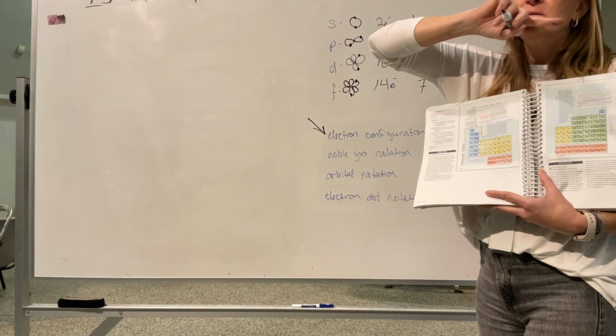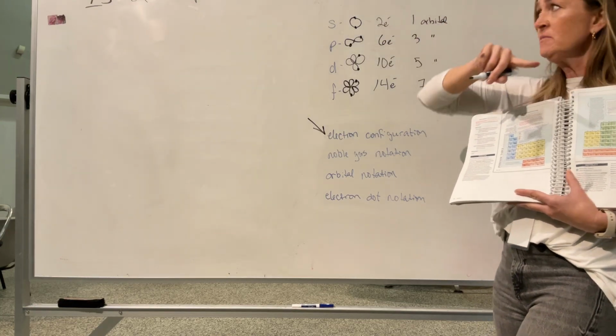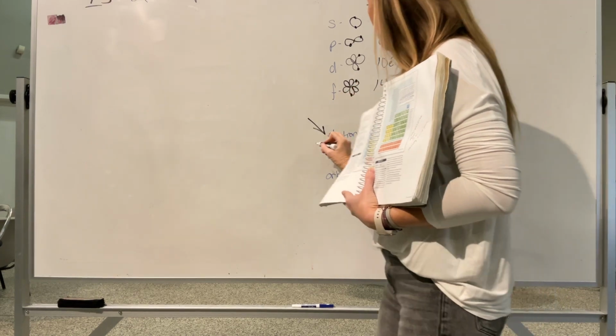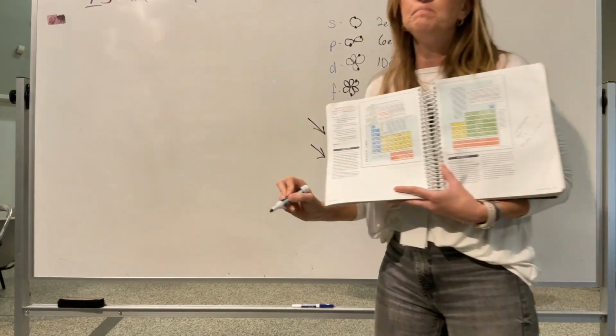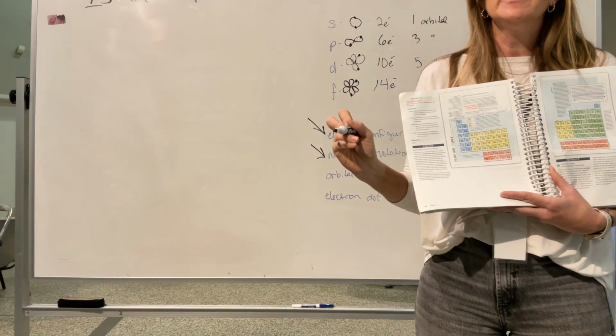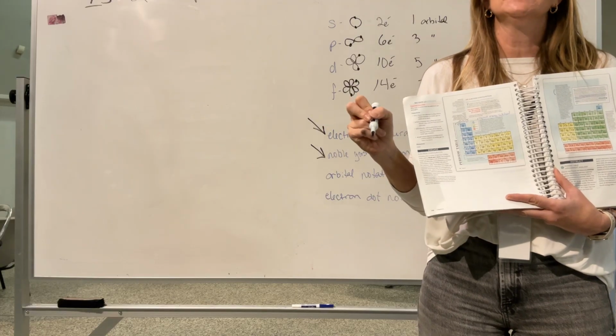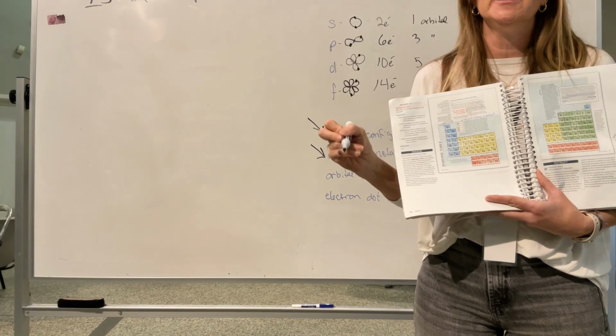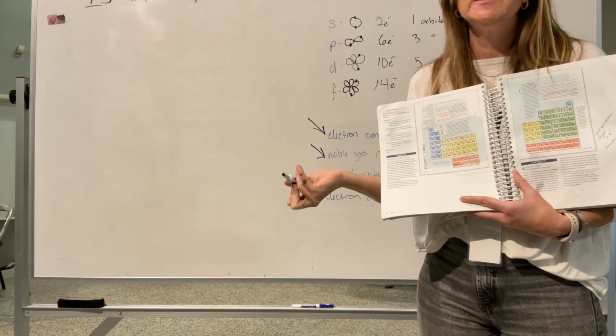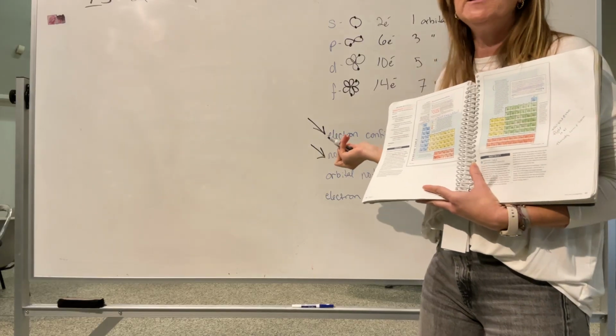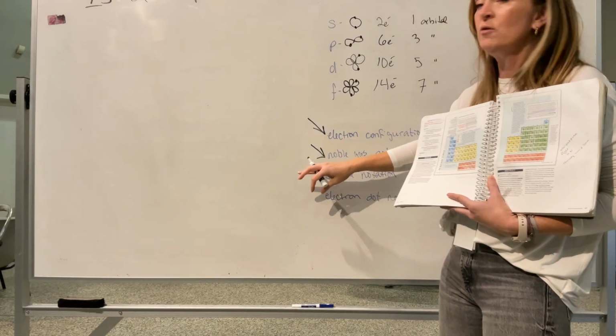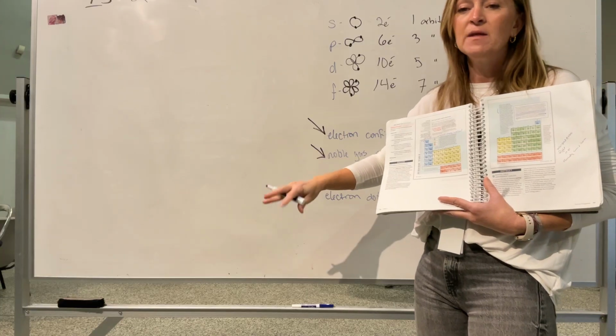Okay, so let's say I'm going to do noble gas notation. The video I sent calls it abbreviated electron configuration. They say it slightly differently, okay? The video does. But the book calls it noble gas notation. And here's why.